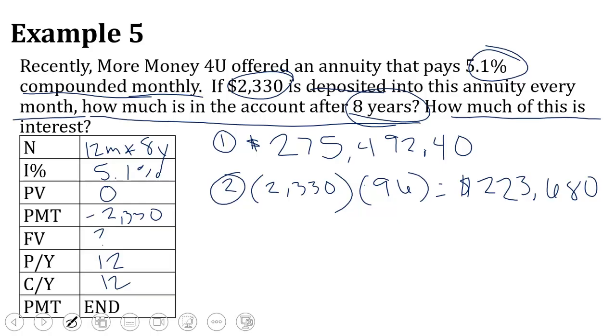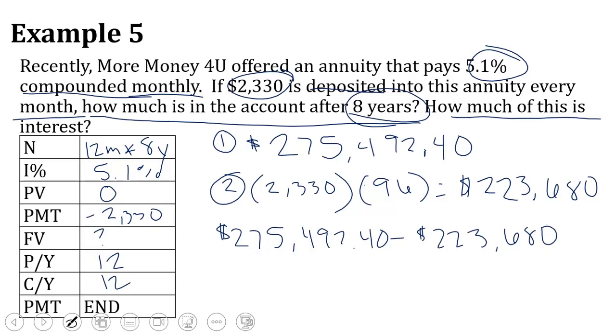Now let's figure out, what is that leftover? That's the interest. So let's subtract from our big total on number 1, minus number 2 to get what's left over. What is that extra amount? And that is your interest: 51,812.40.